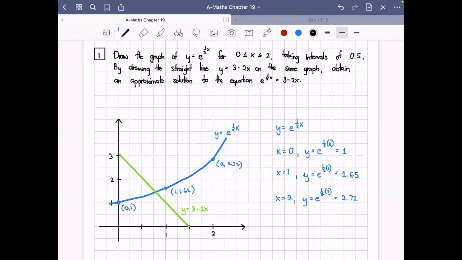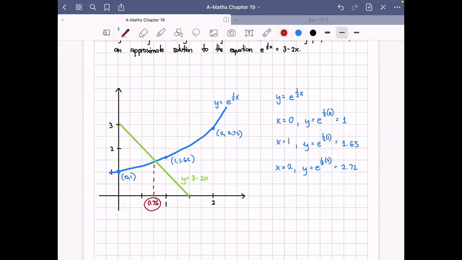All right. So for the solution, let's say this is, look class, this is 0.5, this is 1. So I'm approximating that your answer is 0.75. Okay, so that's the solution for this question. It's their intersection point, this one. Let me write here.